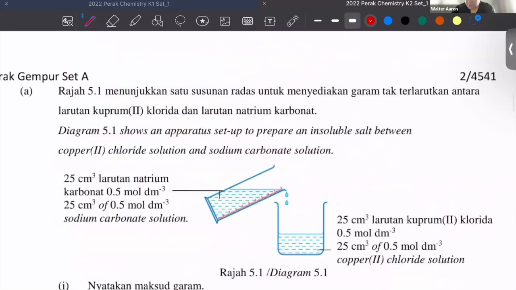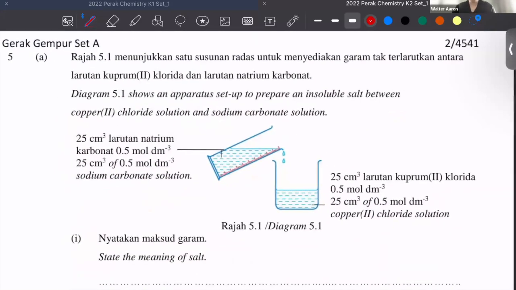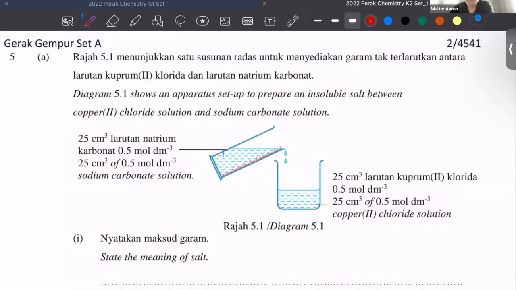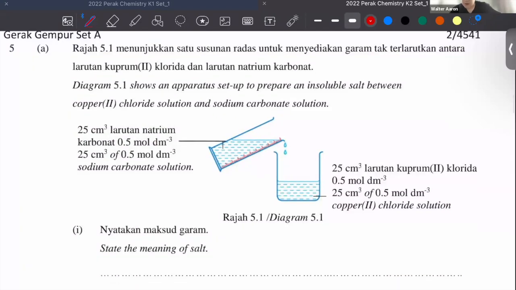Okay. Let's move on to question number 5. 5.1 shows an apparatus set up to prepare an insoluble salt between copper 2 chloride and sodium carbonate solution. So according to this, what you're going to get is an insoluble salt of copper carbonate. All right. And this process is called double decomposition. So that is the idea.